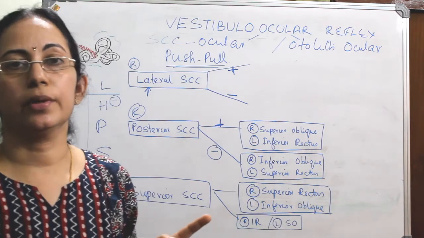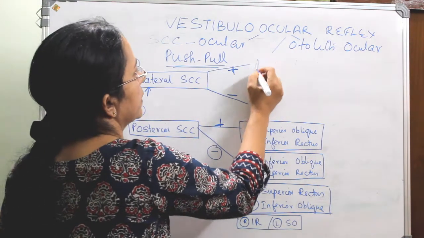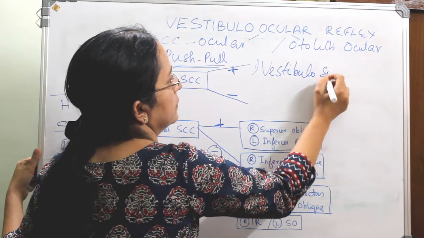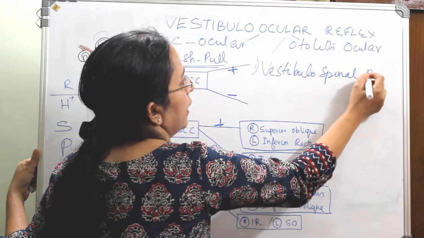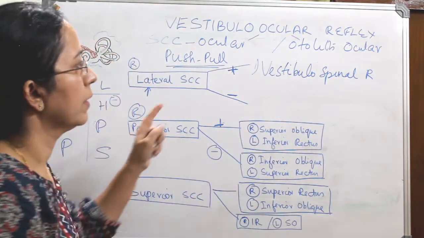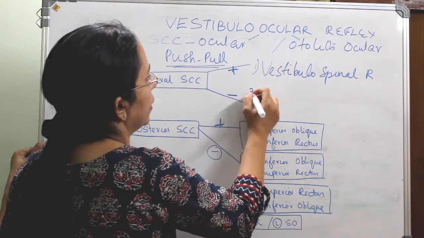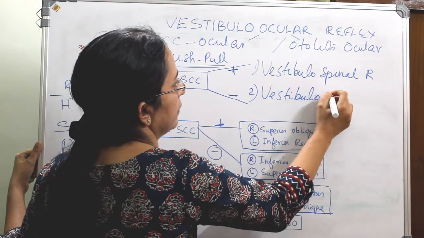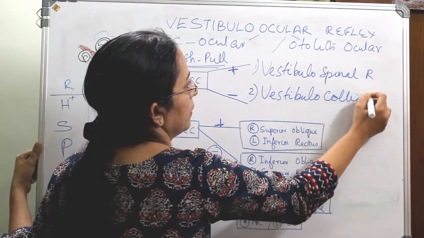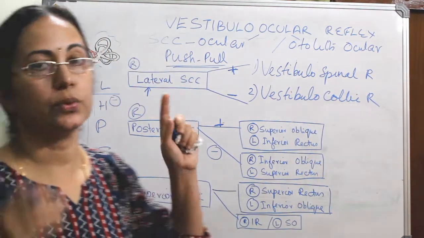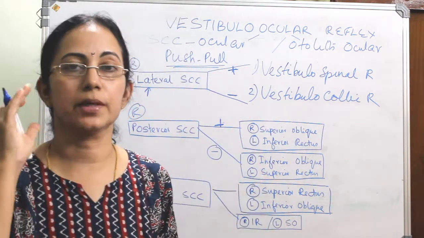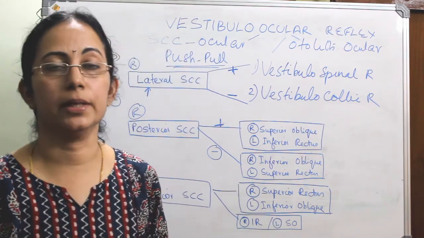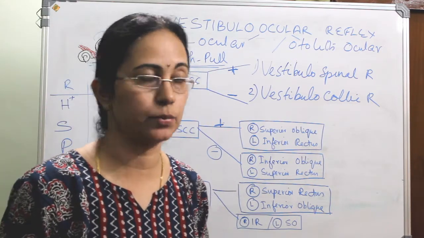From this vestibulo-ocular reflex, there are two more reflexes. One is the vestibulospinal, and one is the vestibulocollic reflex. You know, along with the head movement, information about the body posture is also needed for proper maintenance of orientation in space and motion.